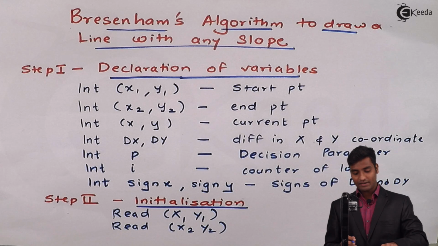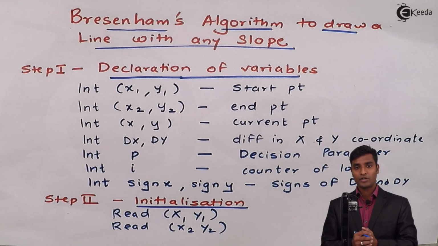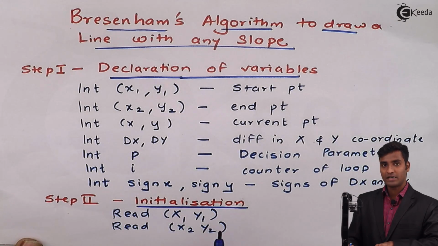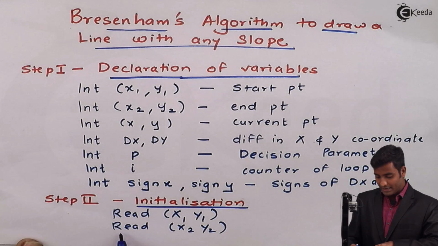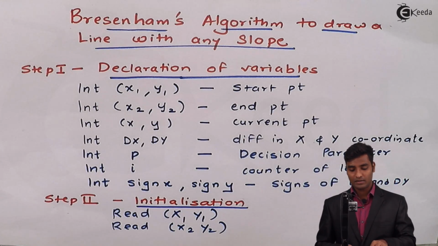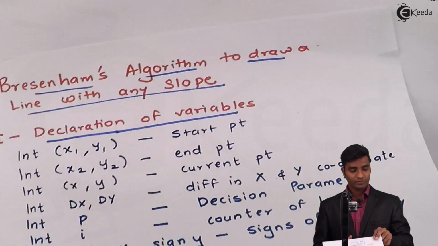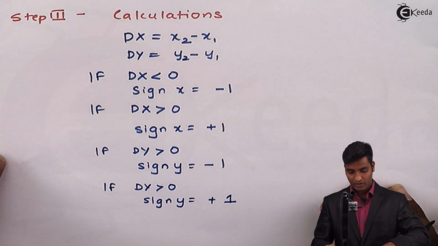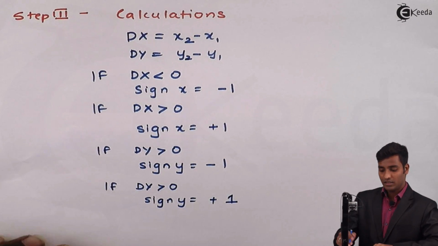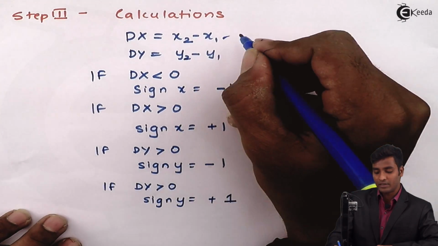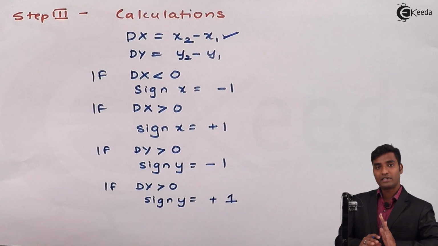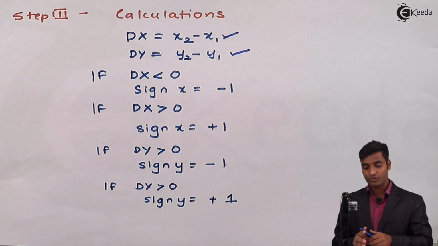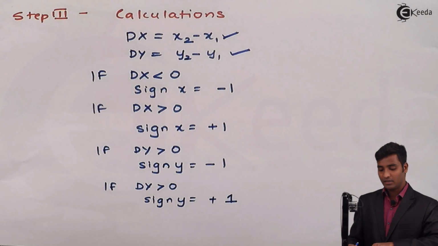So we have the values of starting point and ending point, so we have to read x1 y1, that is the starting point on the line, and read x2 y2, that is the end point on the line. So the next step is the calculation step, where we have to calculate dx. So dx is x2 minus x1, that is the difference in x coordinates, and dy is the difference in y coordinates. So we have to calculate dx and dy firstly.